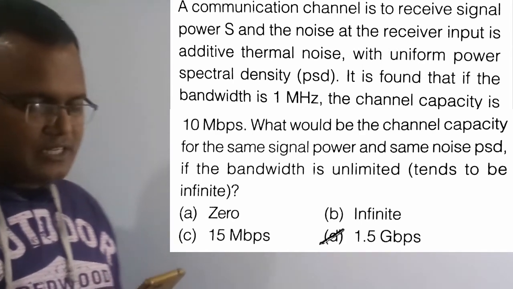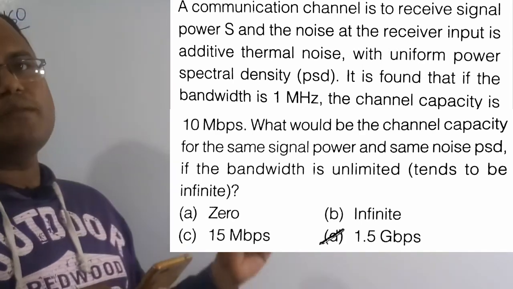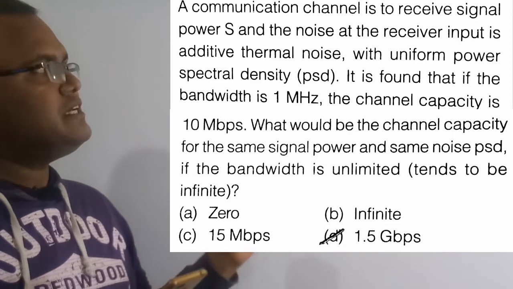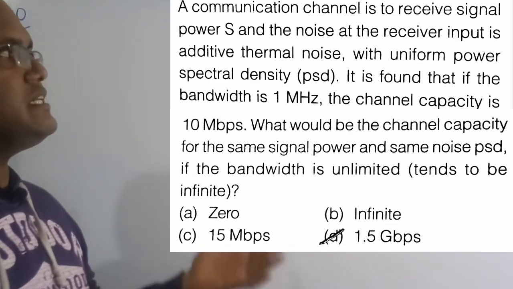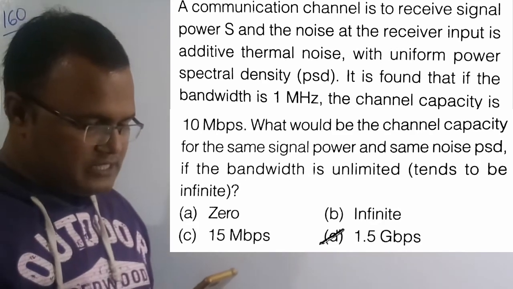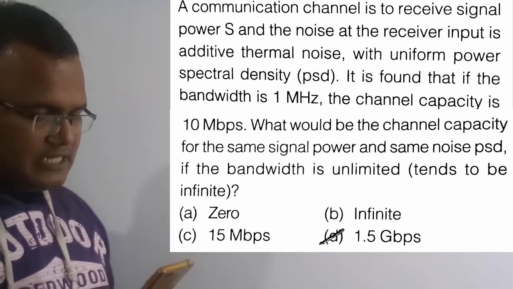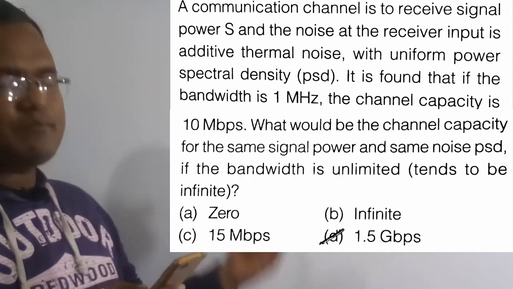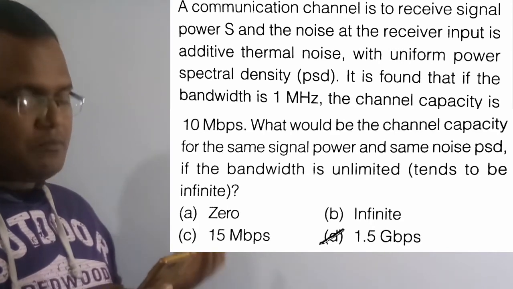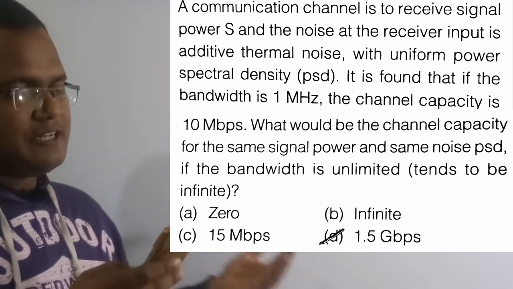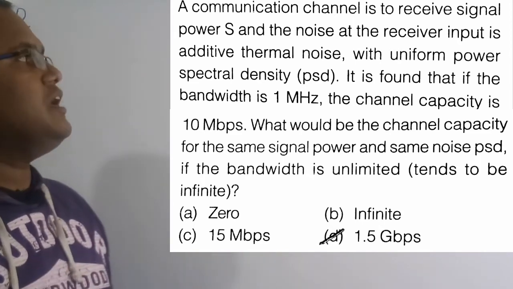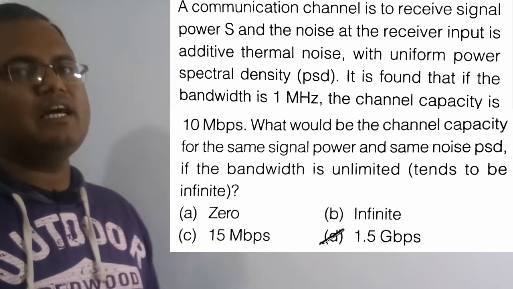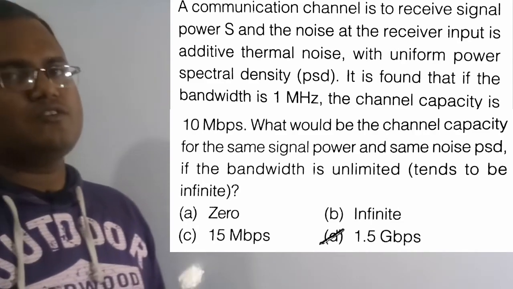So here in this question they have given the same signal power and the same noise spectral density, meaning S by eta is the same in both cases, and for the first case the bandwidth is 1 MHz and the channel capacity is 10 Mbps. For the second case, the bandwidth is infinity, and we need to figure out the channel capacity. Out of these 4 options, option D, 1.5 gigabits per second, is the correct solution of this question. So let's solve this numerical.